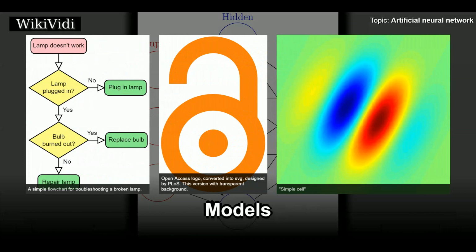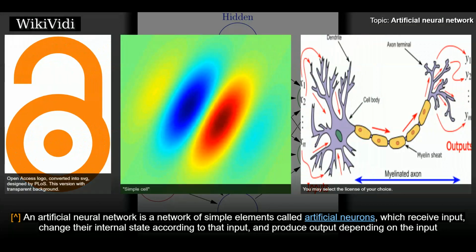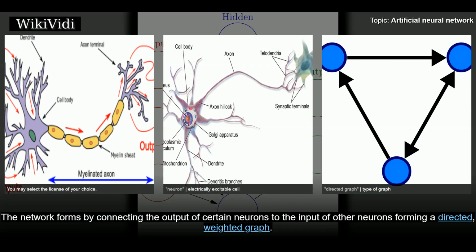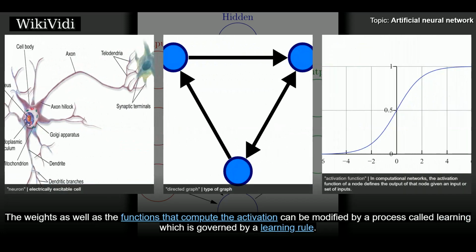Models. An artificial neural network is a network of simple elements called artificial neurons, which receive input, change their internal state according to that input, and produce output depending on the input and activation. An artificial neuron mimics the working of a biophysical neuron with inputs and outputs, but is not a biological neuron model. The network forms by connecting the output of certain neurons to the input of other neurons, forming a directed, weighted graph. The weights as well as the functions that compute the activation can be modified by a process called learning, which is governed by a learning rule.